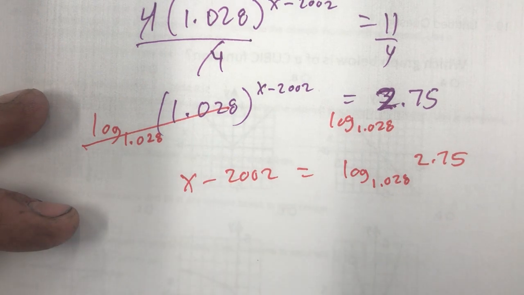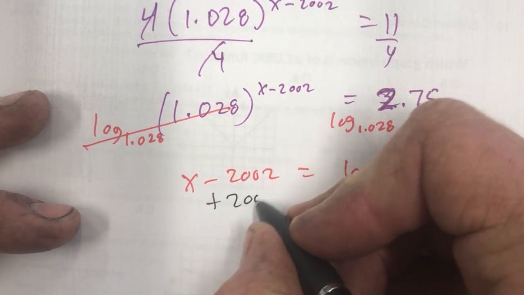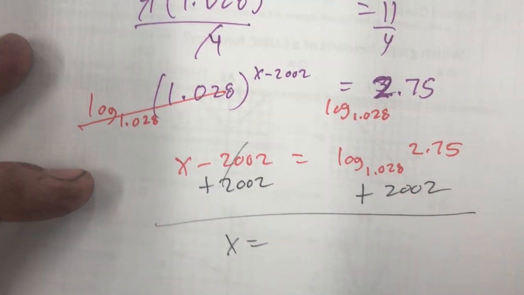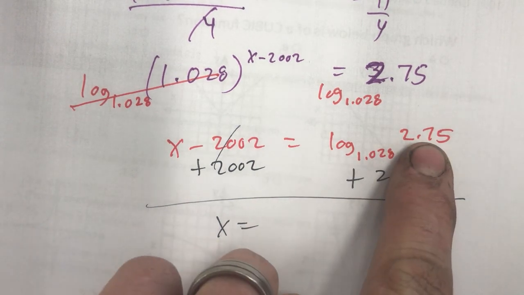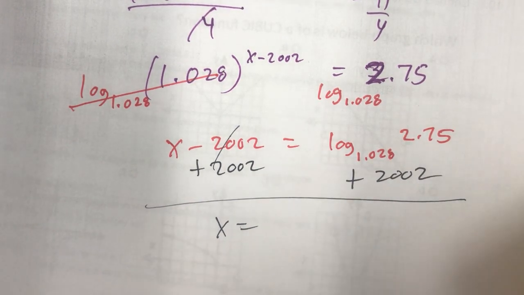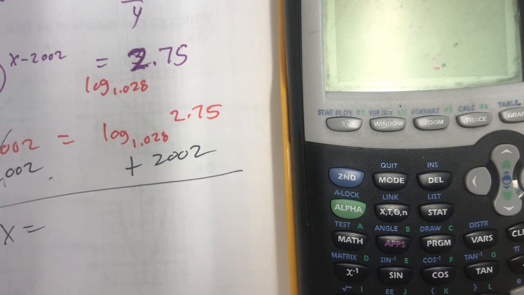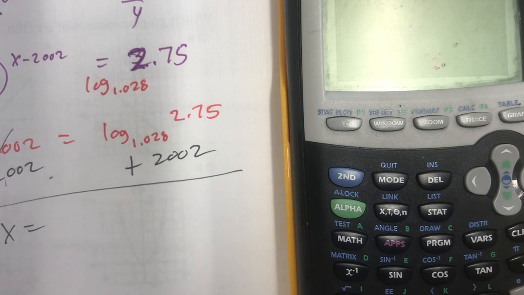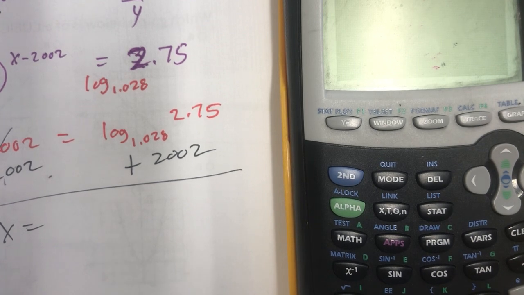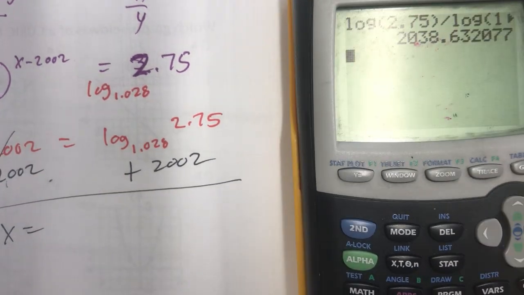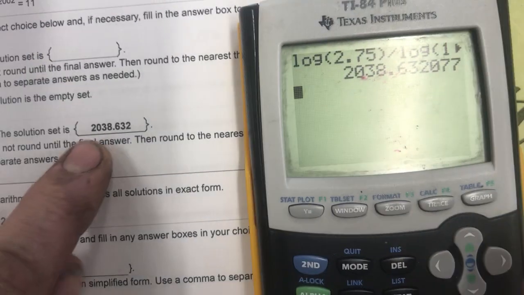Okay, well I got this minus here, so I need to add 2002 to both sides. This will cancel off, x is going to equal, so I'm going to do log of this, divide by log of that, and then I'll add this. Okay, so doing that, log 2.75, close it up, divide by log 1.028, close it up, and then I'm going to add 2002. And I got 2038.63, and look at there, man, we're in good shape.